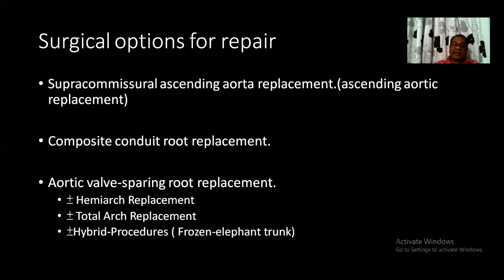Composite conduit root replacement, in which the root and the ascending aorta are replaced along with the valve. Aortic valve sparing root replacement: sometimes the valve can be spared when it can be reconstructed. And depending upon the extent of the disease, hemiarch replacement may be included, total arch replacement, or sometimes the hybrid procedure, that is the frozen elephant trunk technique, is used to replace almost the whole of the aorta.